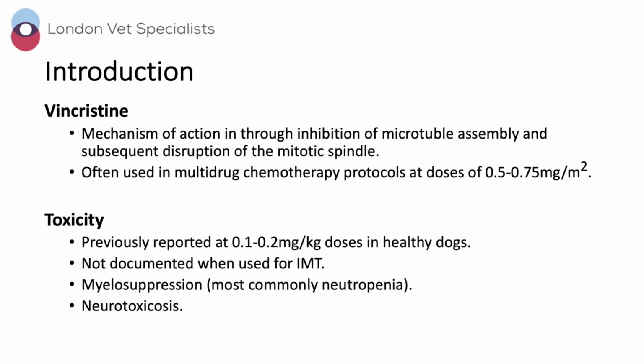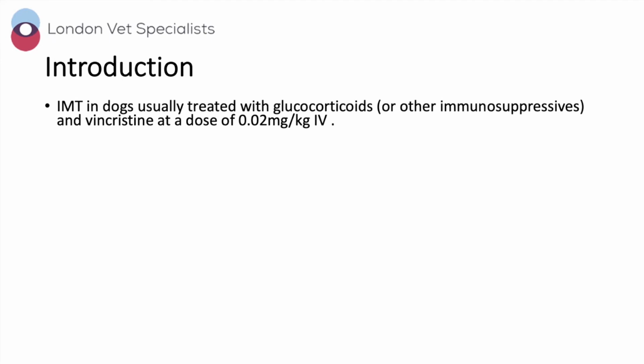And toxicity has been reported in healthy dogs at 0.1 to 0.2 mg per kg. It's not been previously documented when it's only been used for IMT, although that's quite limited in terms of studies. And myelosuppression is the most common toxic side effect that's seen, though neurotoxicosis can also be seen. Most commonly, neutropenia is seen as a form of myelosuppression. So further background, IMT in dogs is usually treated with glucocorticoids or other immunosuppressors, as we've seen from the previous studies, and a dose of vincristine at 0.01 to 0.02 mg per kg IV.